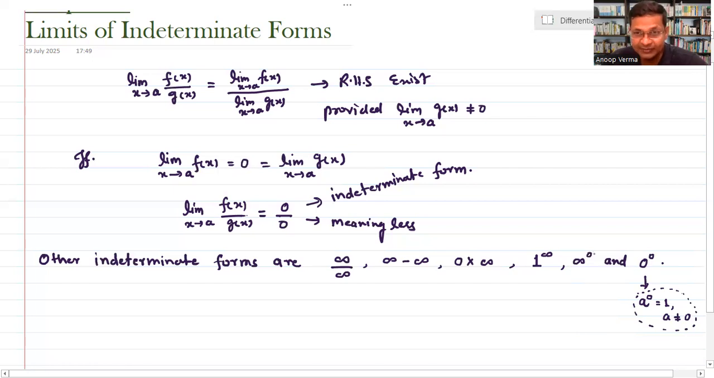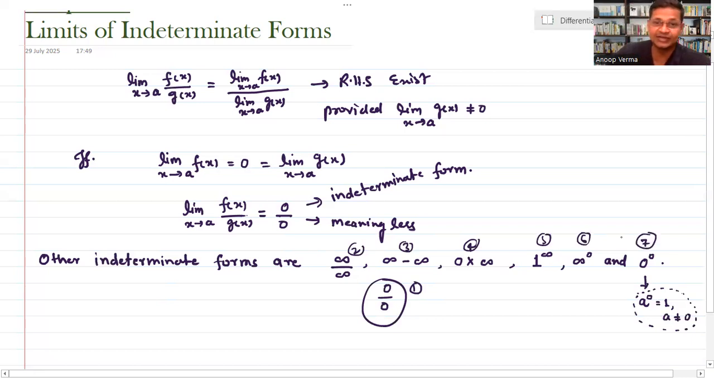This is also an indeterminate form. This is also an indeterminate form. So there are 7 indeterminate forms. You can also count them: 0, 1, 2, 3, 4, 5, 6, and 7. So there are 7 indeterminate forms.